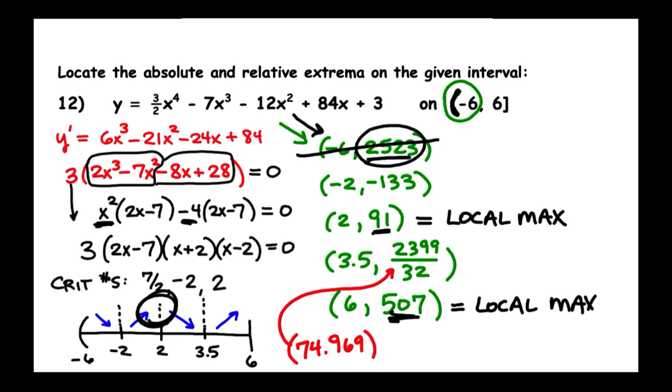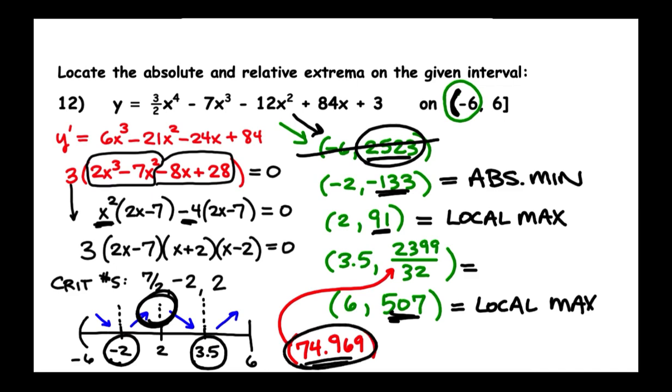Okay, now let's look at the minimum values. There are 2 places that can be mins. X is negative 2 and X is 3.5. You can see that at negative 2, you're at negative 133. Certainly that is lower than positive 74.9. So the negative 133 is the absolute minimum. And this other point, usually you don't think of a min being at almost 75 here, but 75 is a lot less than its neighbors 91 and 507. So it's going to be a local min.